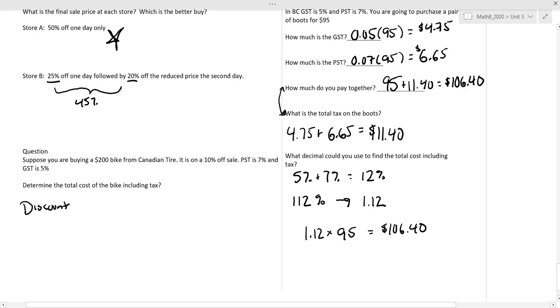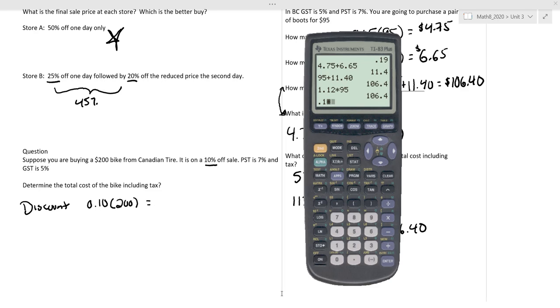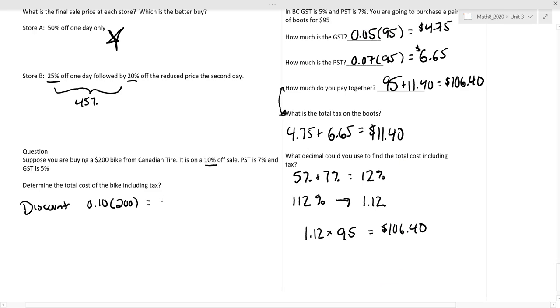We're saving 10%, they say. So turn the 10% into a decimal and we multiply it to the price. So 10% of $200, we are saving $20. All right, that's the discount. So the price of this bike is actually 200 minus 20, which is $180 for this bike.